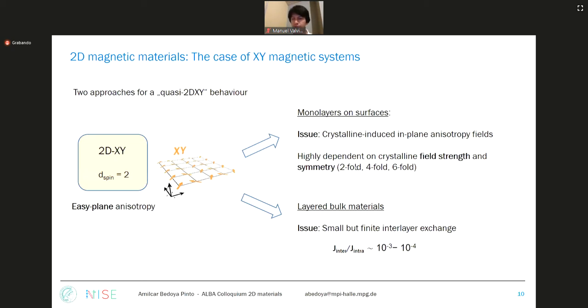So there are some issues that need to be overcome to attain a system that can freely rotate inside a plane, because that means you don't need any perturbations, at least in the plane. And for the community of chemists working on layered bulk materials, so bulk crystals with very large thicknesses, of course we have a weak interlayer exchange, but you can never get fully rid of it. So the only way is to take the crystal to the monolayer limit.